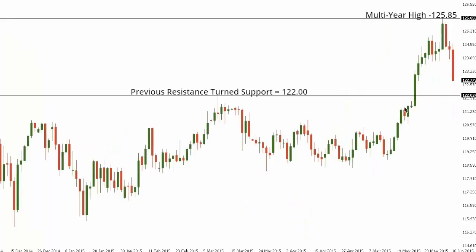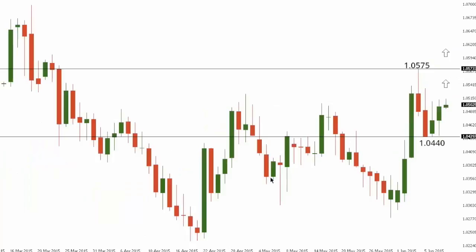Dollar yen. So dollar yen remains under pressure to the downside into Wednesday trade after the market has sold off and is in the process of correcting off those fresh multi-year highs that we saw at 125.85 a few days back. The market is now poised for a retest of previous resistance turned support at 122, and ultimately the broader outlook does remain highly constructive, with a test of this level likely to result in a higher low ahead of the next major upside extension back towards and eventually above that 125.85 multi-year high.